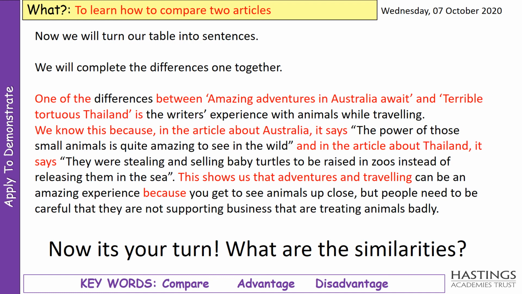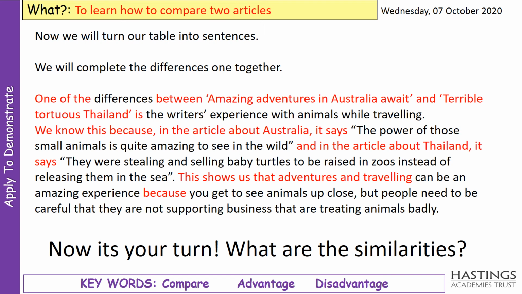So my example for you is one of the differences between amazing adventures in Australia await and terrible torturous Thailand is the writer's experience with animals while travelling. We know this because in the article about Australia it says the power of those small animals is quite amazing to see in the wild, and in the article about Thailand it says they were stealing and selling baby turtles to be raised in zoos instead of releasing them in the sea. This shows us that adventures and travelling can be an amazing experience because you get to see animals up close, but people need to be careful that they are not supporting businesses that are treating animals badly.